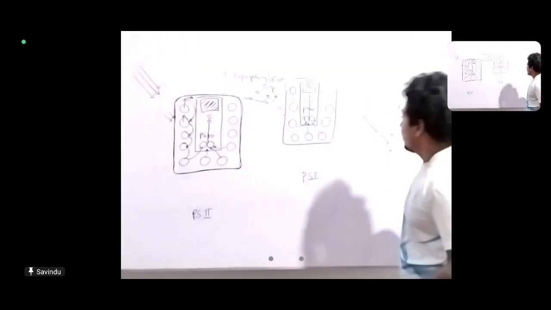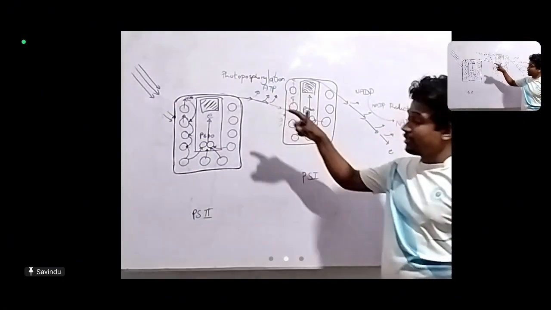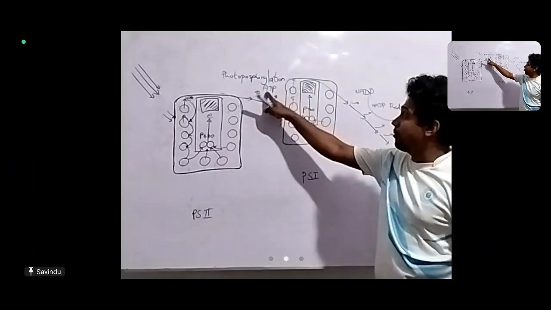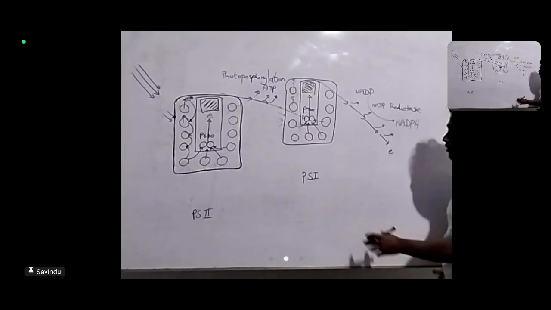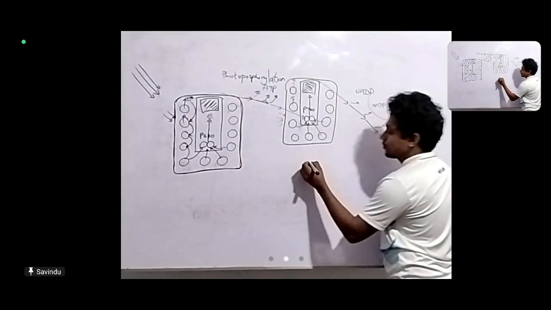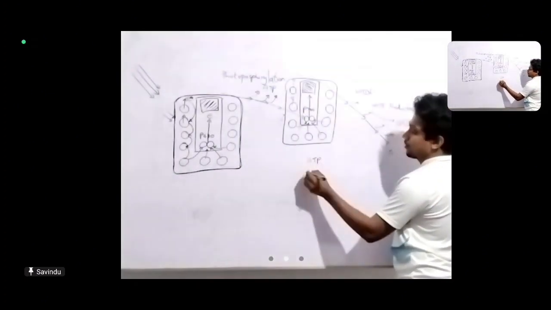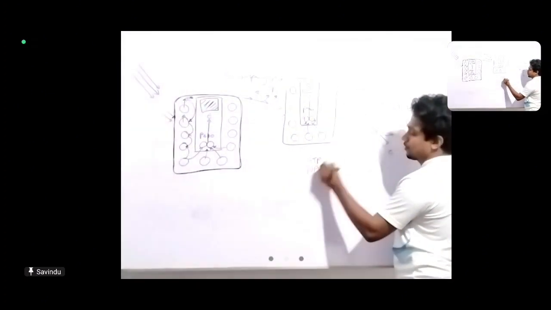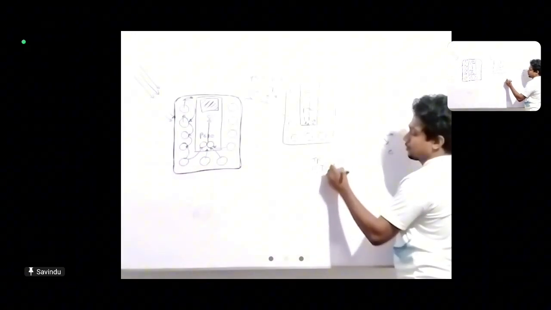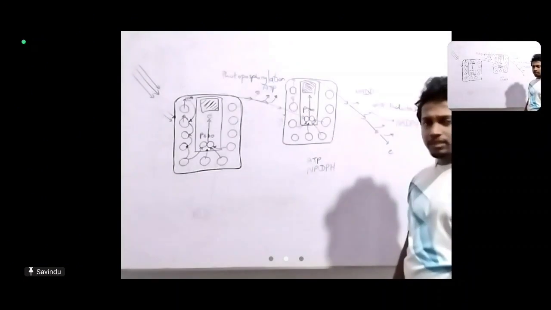Then what happens here? What has happened by this point? What are the results here? ATP was here and NADPH was here. ATP and NADPH. Only this. Look at this.